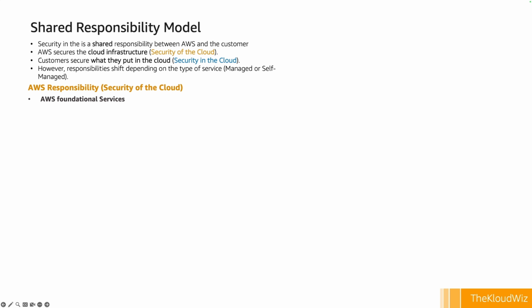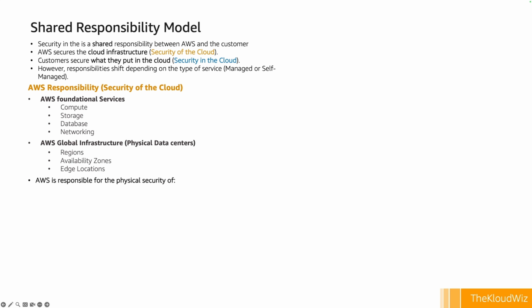AWS is responsible for the foundational services, that is compute, storage, databases, and networking. The global infrastructure, that is the physical data centers, including the regions, the availability zones, and edge locations, are AWS responsibility. AWS will be responsible for the physical security of these data centers, decommissioning storage devices when they are broken, the host operating systems, the hardware, the software, the networking, and the virtualization infrastructure.